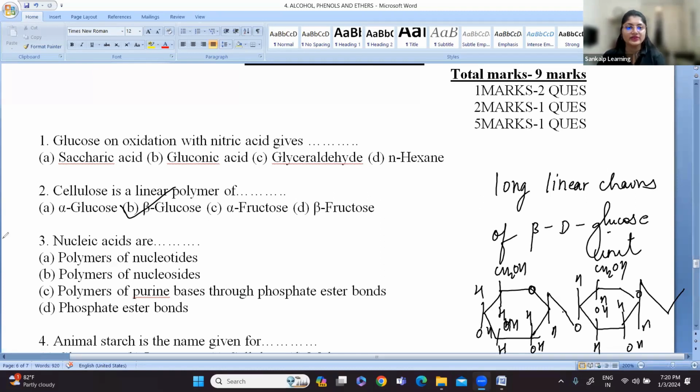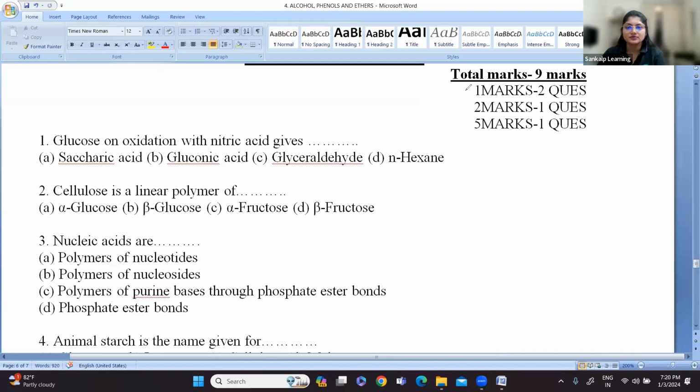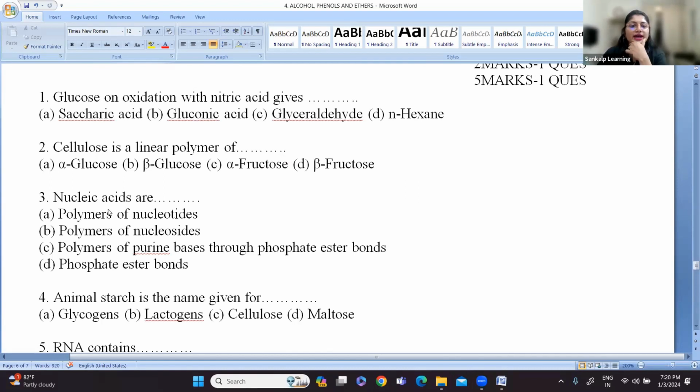Good. Okay, moving further, next question. Nucleic acids are: A, polymers of nucleotides; B, polymers of nucleosides; C, polymers of purine bases through phosphate ester bonds; and D, phosphate ester bonds. Yes, Priyanka has answered it as A. What about others? What are nucleic acids? Vedvati has answered it as D.